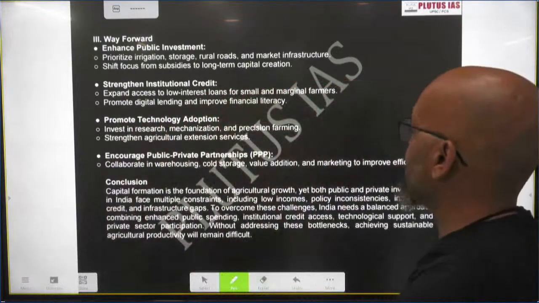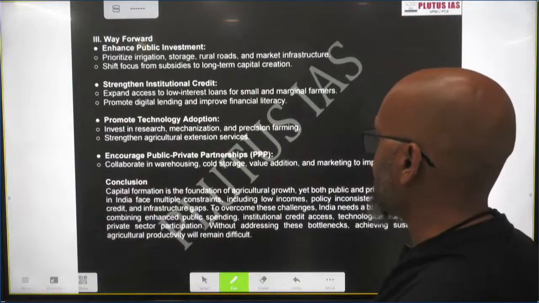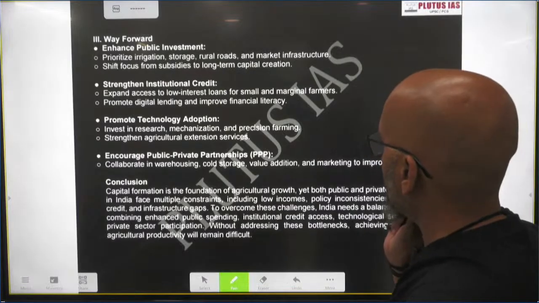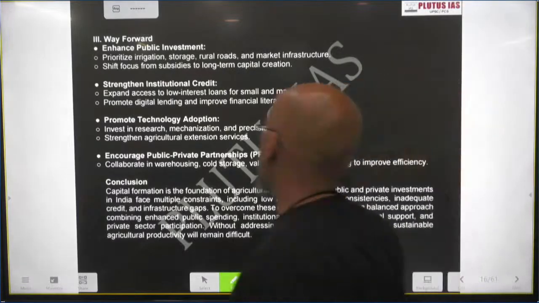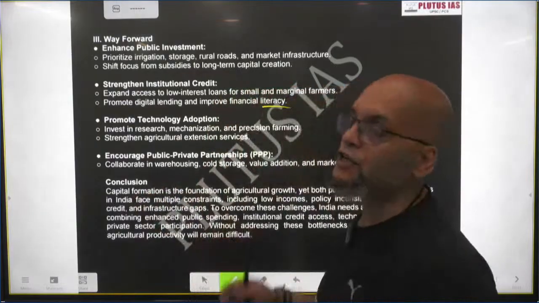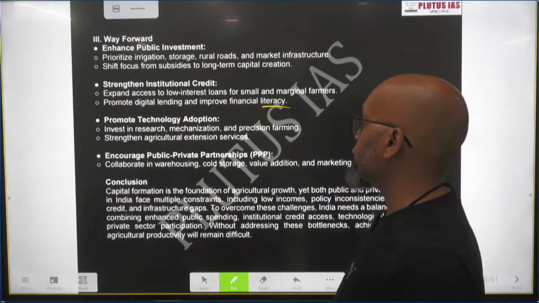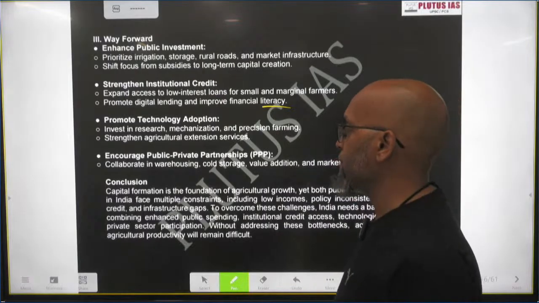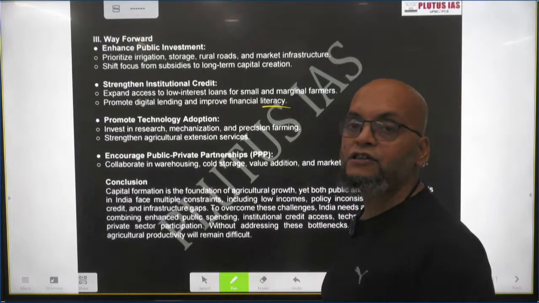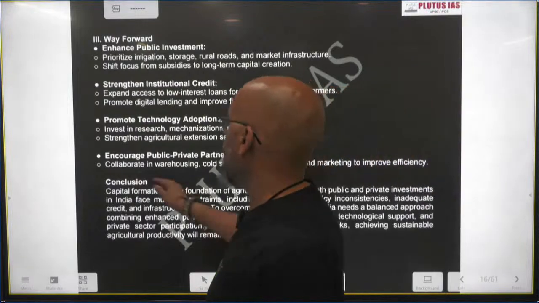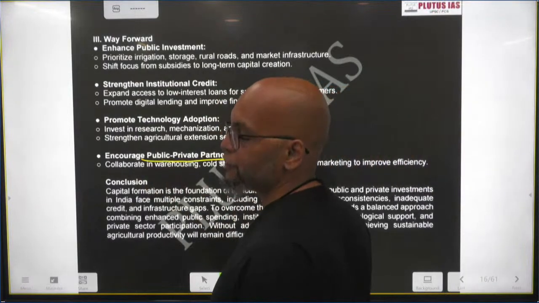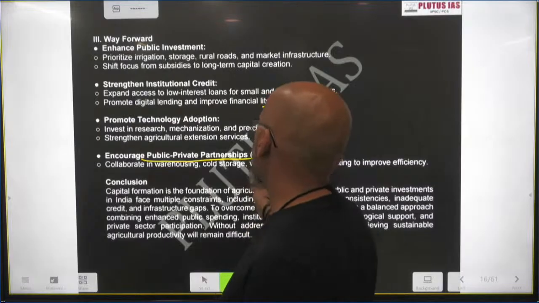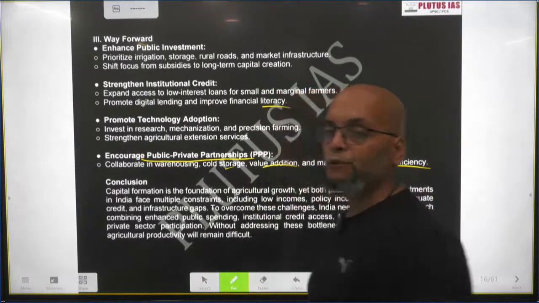Then strengthen institutional credit. So expand access to low credit loans for small and marginal farmers, promote digital lending and improve financial literacy to take out the farmers from the clutches of money lenders. Then promote technology adoption, like invest in research, mechanization and precision farming. Strengthen agricultural extension services. Then encourage public-private partnership model, PPP, in agriculture as well.